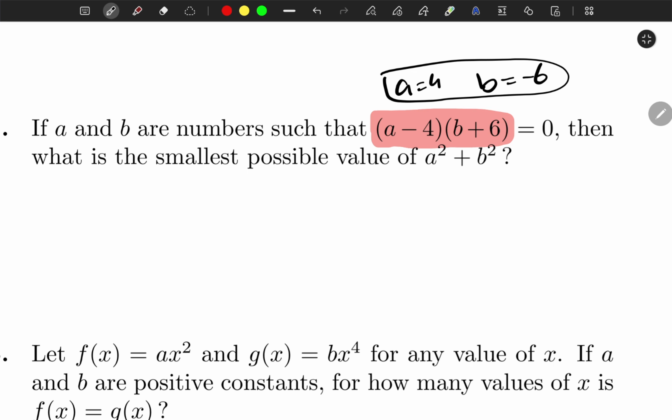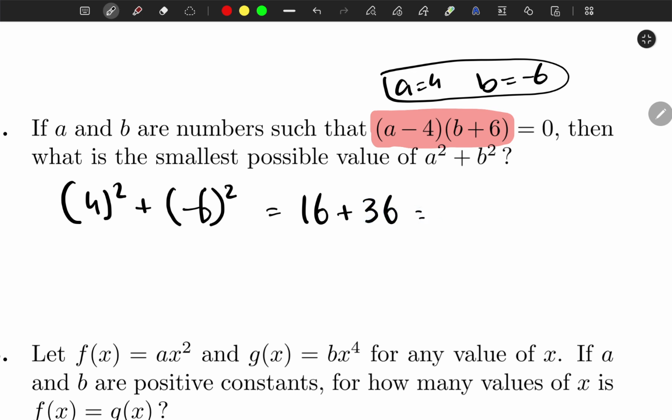Now we have to do A squared plus B squared. Okay, if we replace it in here, what are we going to get? So this should give us 4 squared, 16, plus 6 squared, it's going to be 36. I'm going to guess 52. Is that the answer? Doesn't really make sense though.